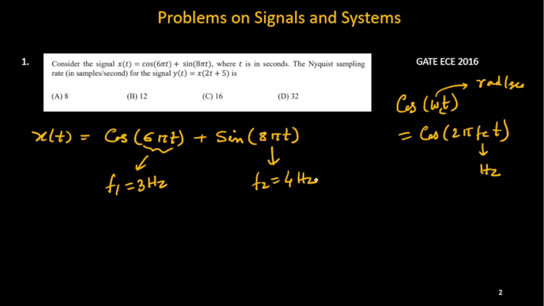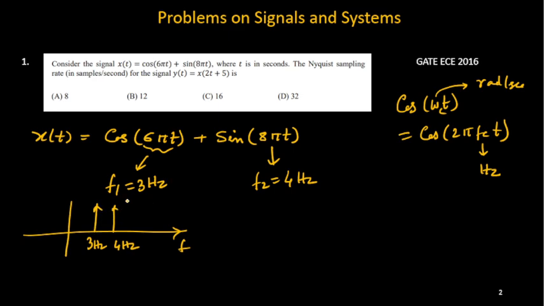So this signal contains two frequencies. One is 3 Hz, the other one is 4 Hz. So what is the maximum frequency? If I consider the spectral, then it may look like that. At f1 I will have one impulse if I go for the Fourier transform. Another impulse I will be getting, so this is at 3 Hz. And again at 4 Hz I will be getting another impulse. I am not going for the exact configuration, like this is real, this is imaginary.